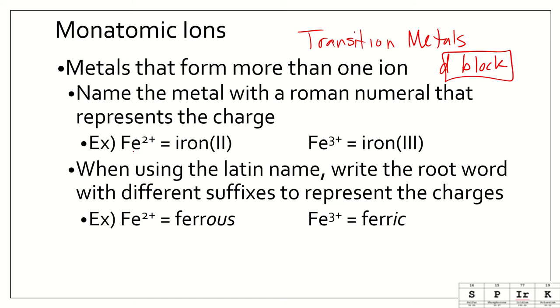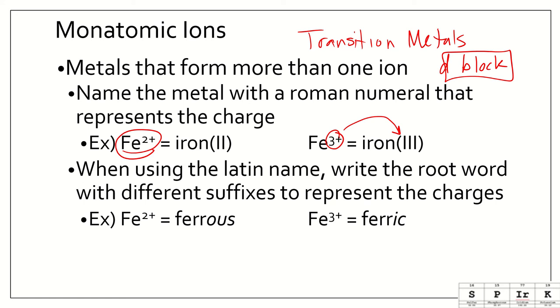So for example, Fe2+ is named iron, and then the Roman numeral 2 must be in parentheses. So I don't want to see the number 2. It's got to be Roman numeral in parentheses. And Fe3+ corresponds to iron III, iron 3. So the charge is represented by the Roman numeral.